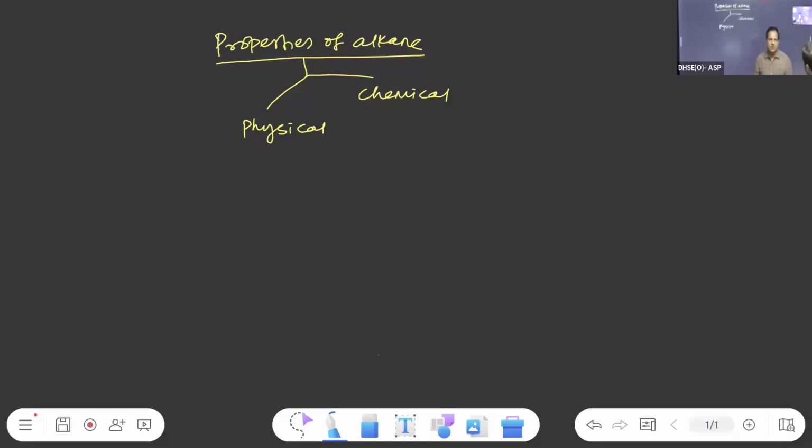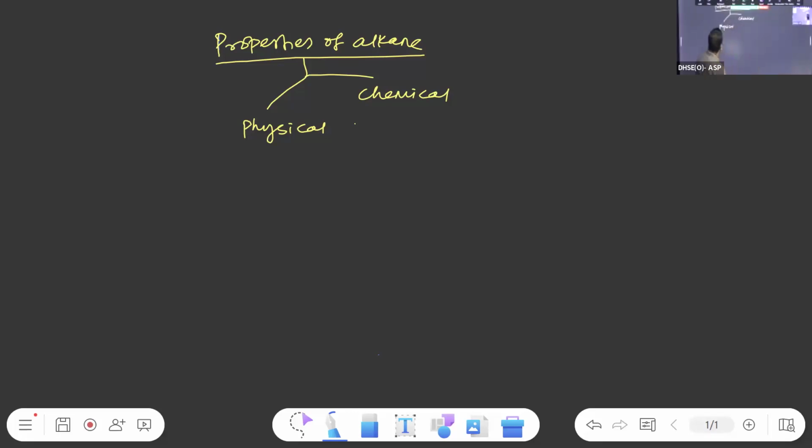Addition reactions can be of different types: free radical addition, electrophilic, nucleophilic, depending upon the nature of the attacking group. Next, oxidation reaction, reduction reaction, combustion reaction, or rearrangement reaction. These are the reactions which may take place in any organic compound. We will see which reactions take place in alkane.